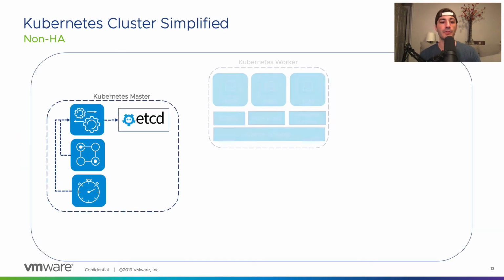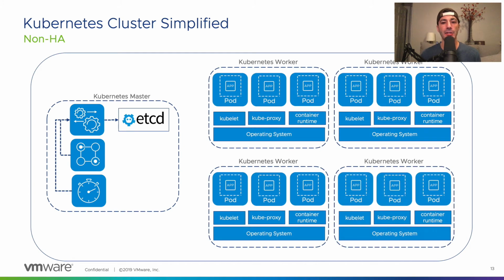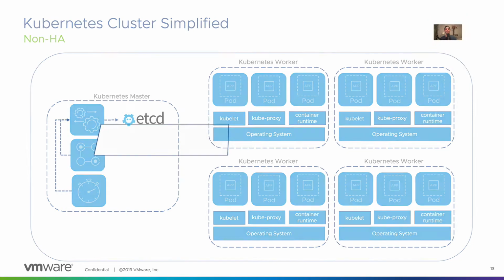So just a nice little quick demonstration of what a non-HA cluster looks like. I've got my Kubernetes workload, my control plane, or master, whatever you want to call it. And then I've got multiple workers. Each one is running pods and all those different services inside of it. So again, a super simple way to just look and see how this works.